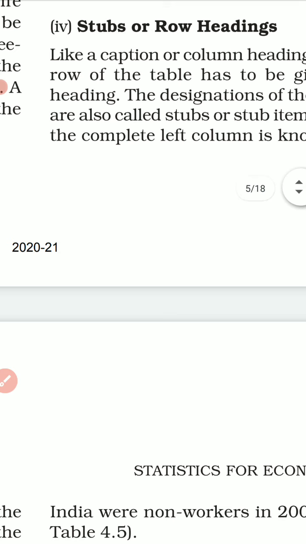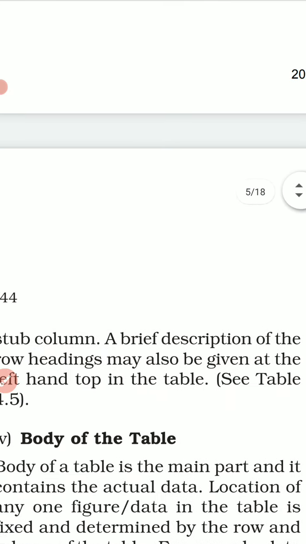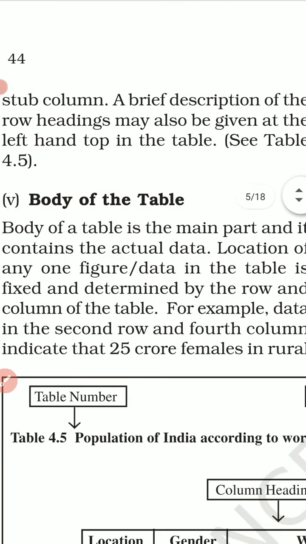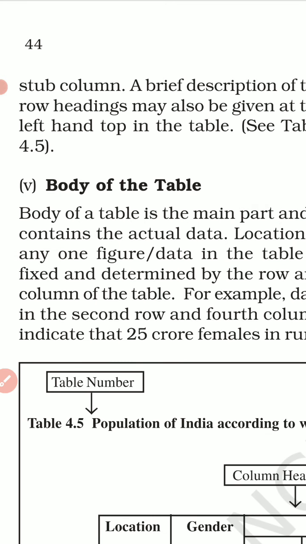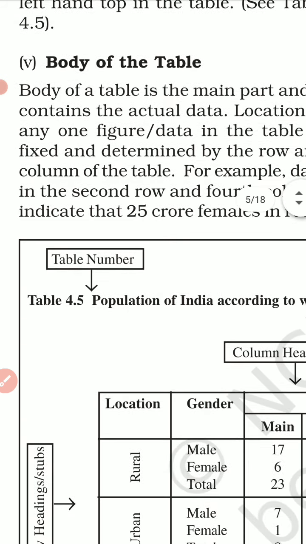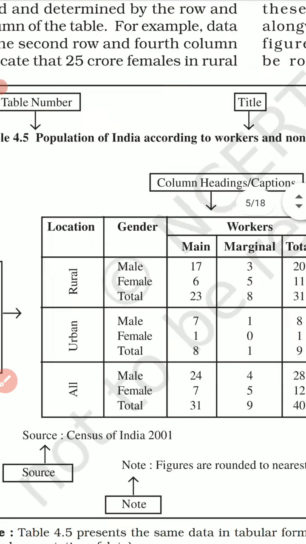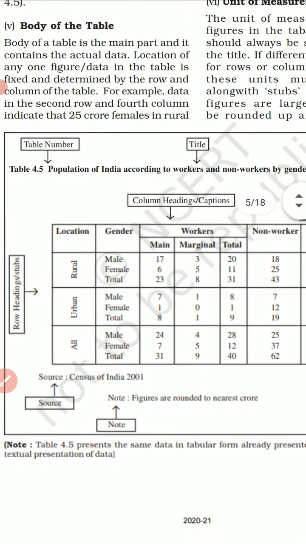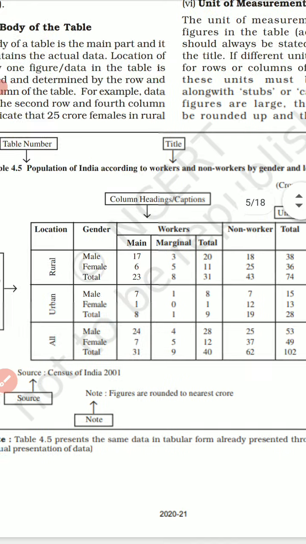This is the fourth. Then fifth is the body of table. The body which you can make with different columns and rows. It may be multiple columns or single column, whatever you make. So this is the body of table. You can see the whole structure of the table is body of the table.